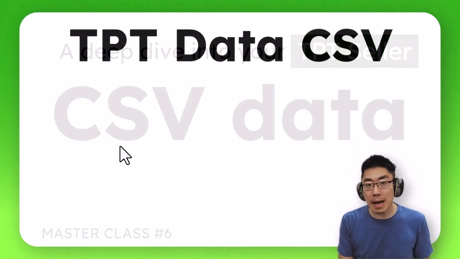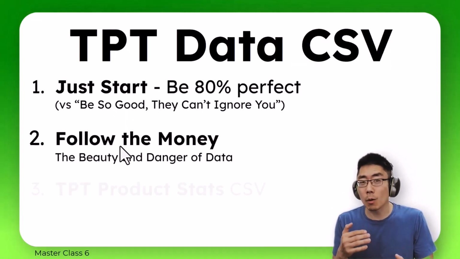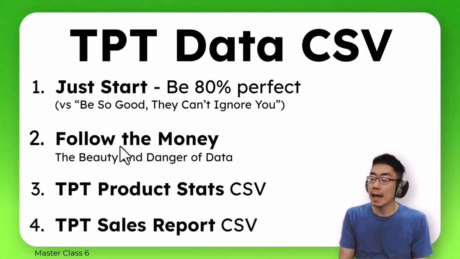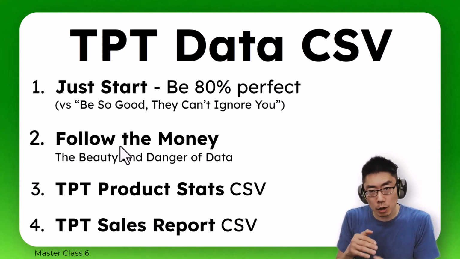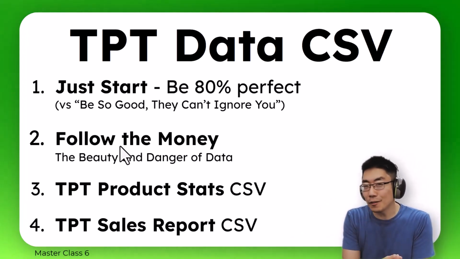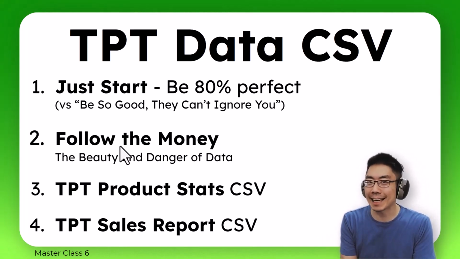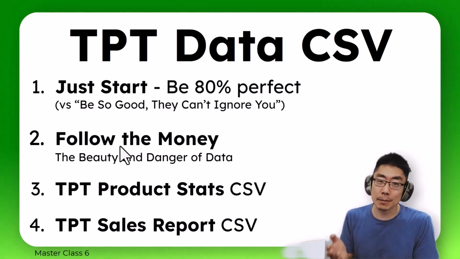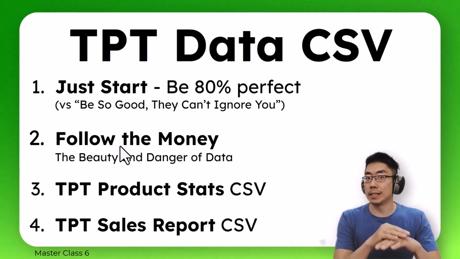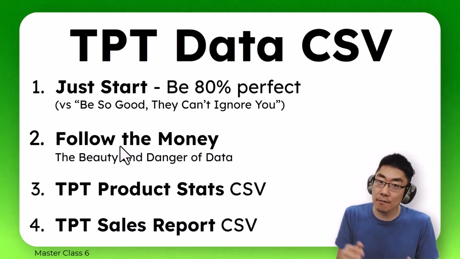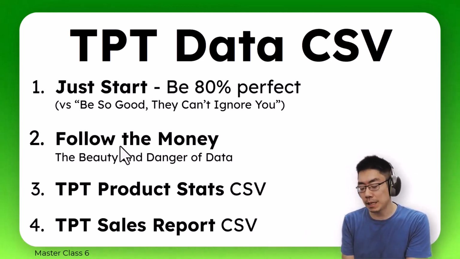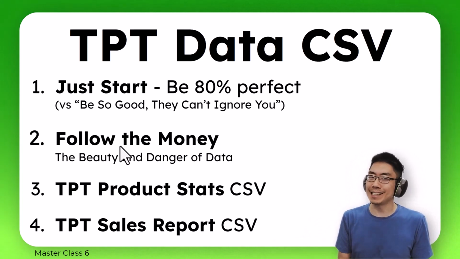Now, in the last masterclass, number 5, I talked about why I think we need upgraded free TPT seller tools. And in this masterclass, I'm going to show you my philosophy behind how I create products. I'm going to talk about the beautiful thing about data and the dangerous thing about data. And then I'm going to record my screen and show you how to use your CSV data to make some cool analysis in Google Sheets, which is free. And then I'm going to show you some advanced things that you can tell from your sales report data from TPT, again using Google Sheets, which is free.